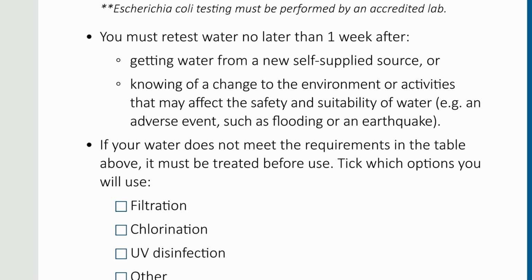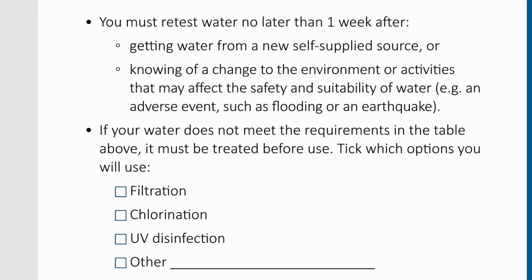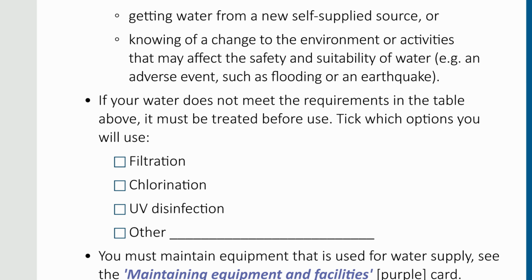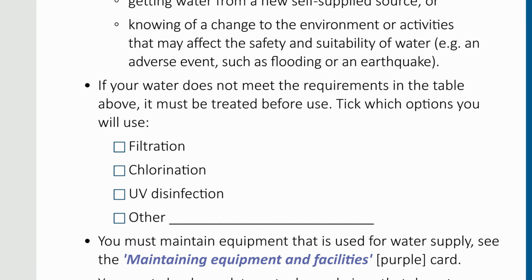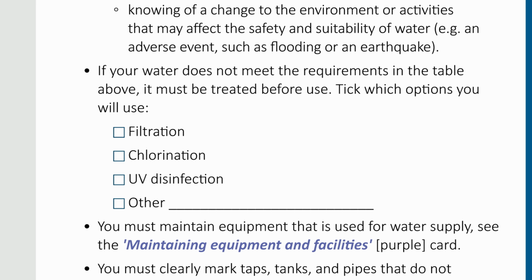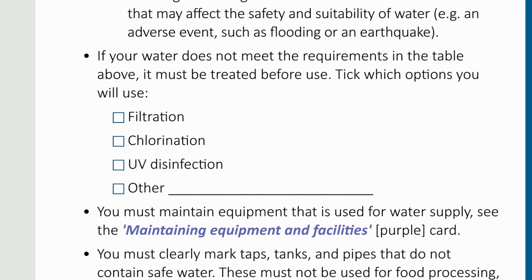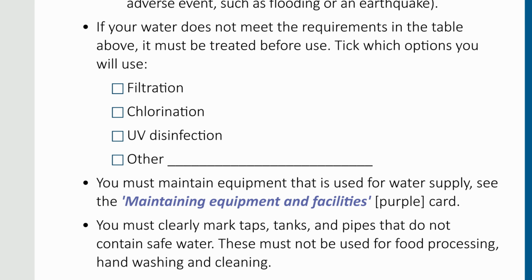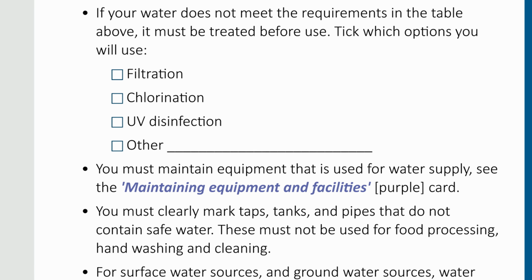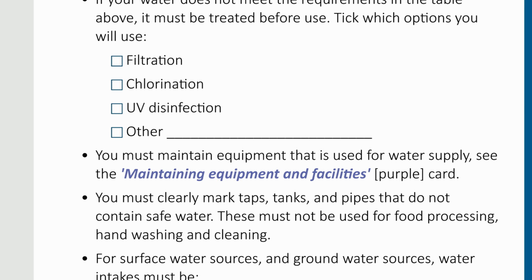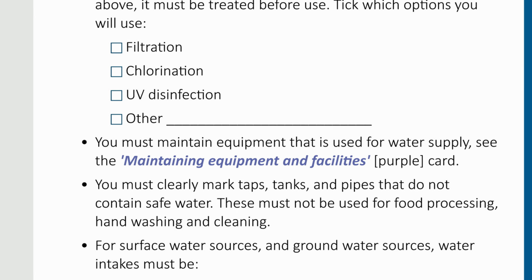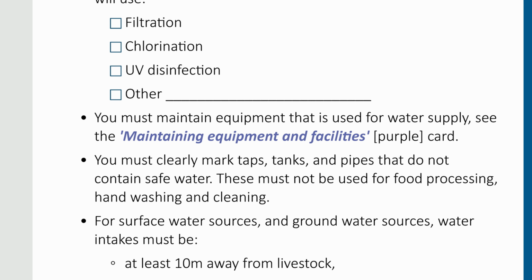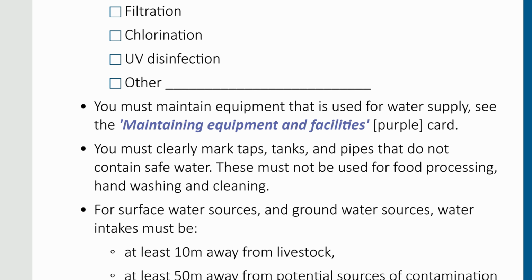If your water does not meet the requirements in the table above, it must be treated before use. Tick which options you will use. Filtration, chlorination, UV disinfection, other. You must maintain equipment that is used for water supply. See the Maintaining Equipment and Facilities card. You must clearly mark taps, tanks, and pipes that do not contain safe water. These must not be used for food processing, hand washing and cleaning.